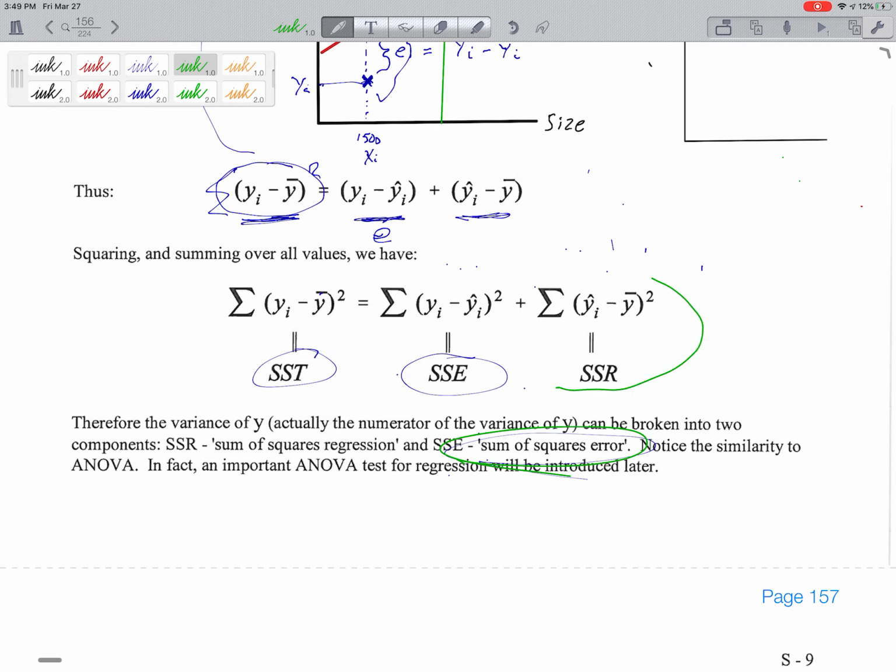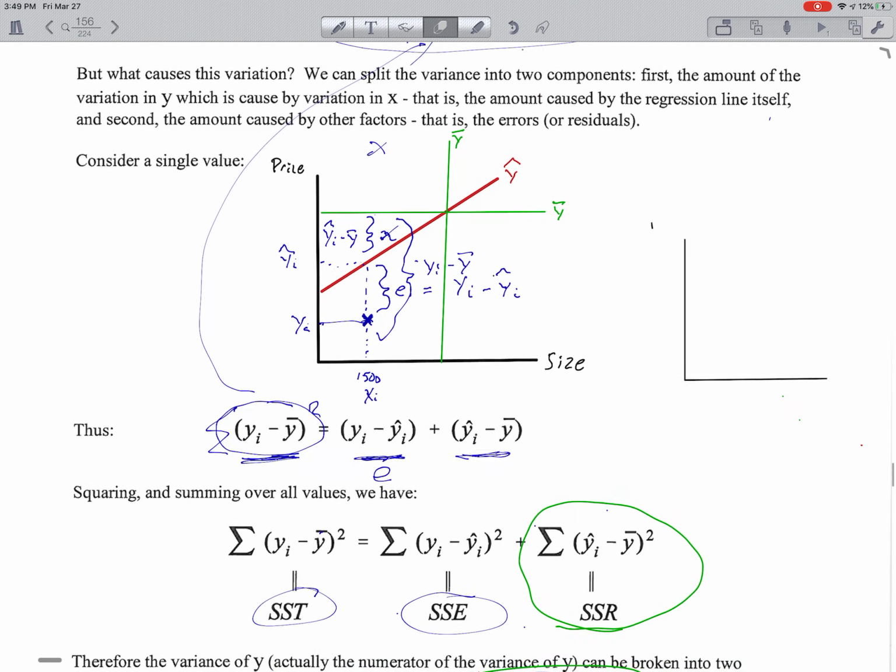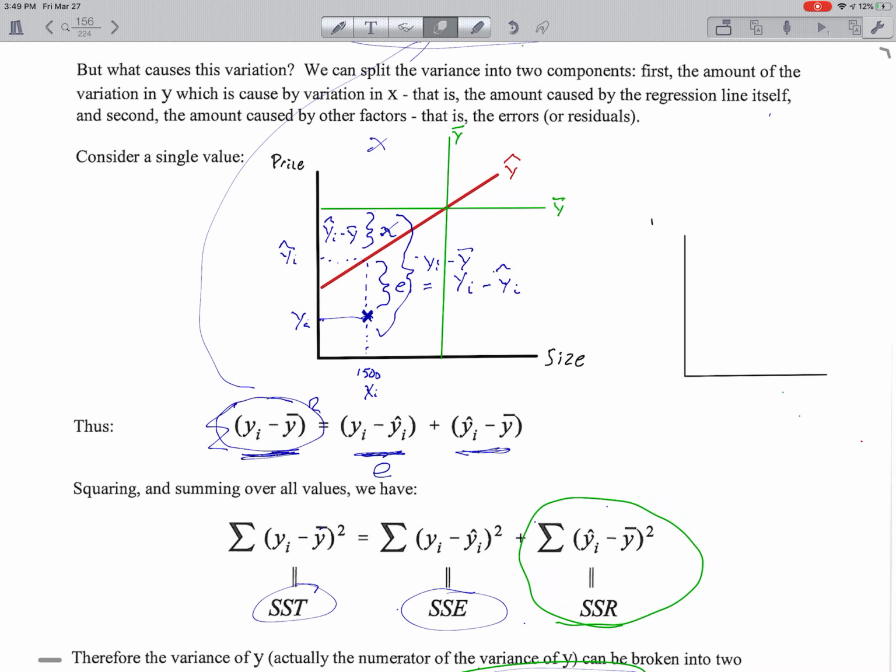And then this part here, the SSR, is the variation in y which is explained by the x variable, by the regression line. Let me show you with another little picture up here. I'm just going to get rid of some of these dots that came from my palm. Now, I've drawn something up here that you can see. This will be my x, this will be my y, and we're going to have a regression line. Let me put that in red.